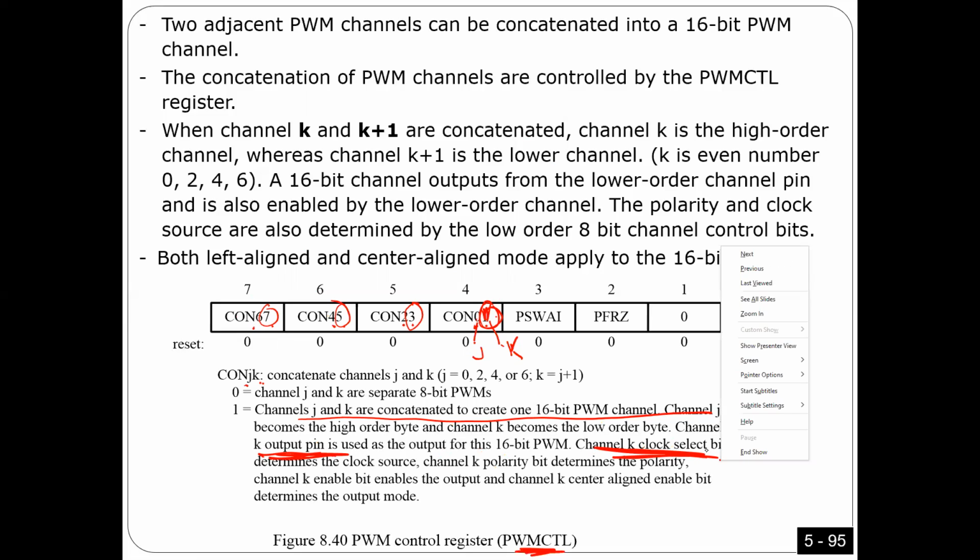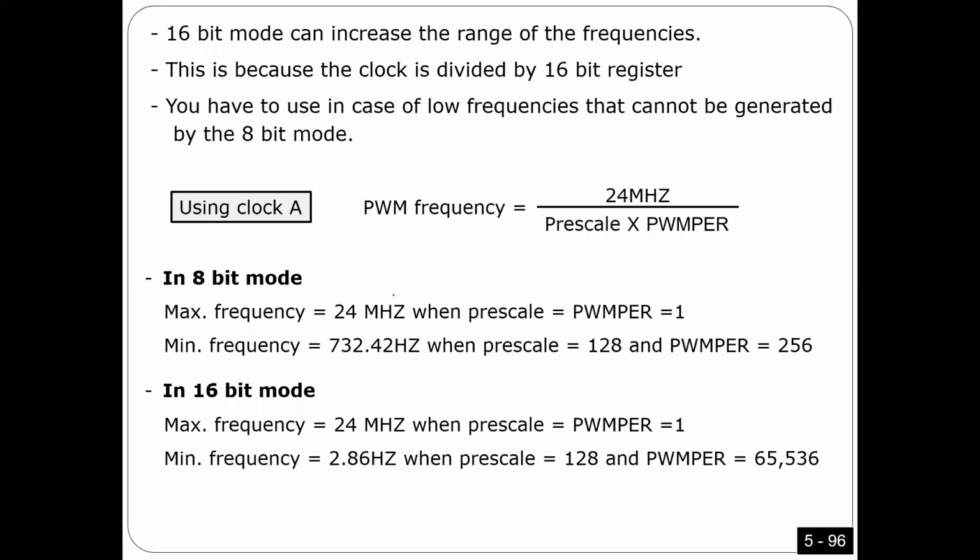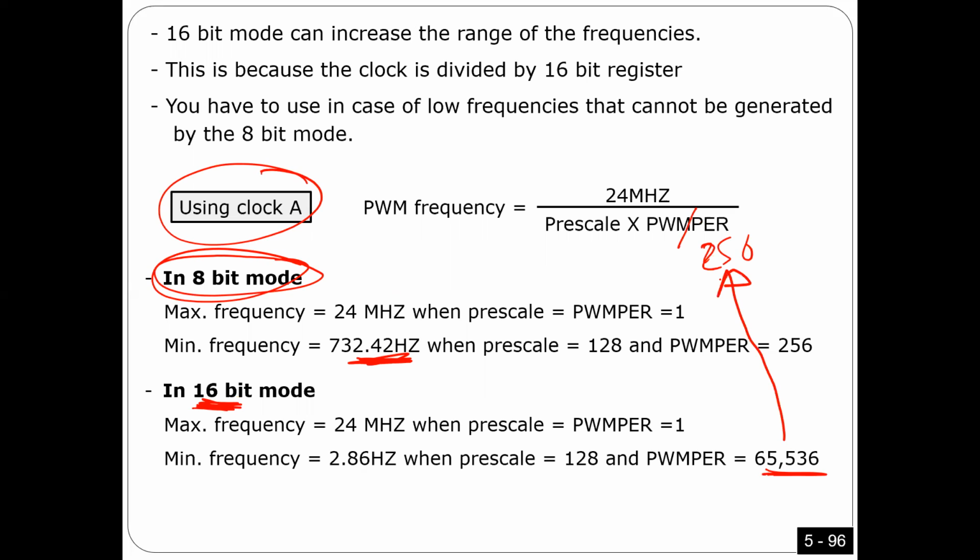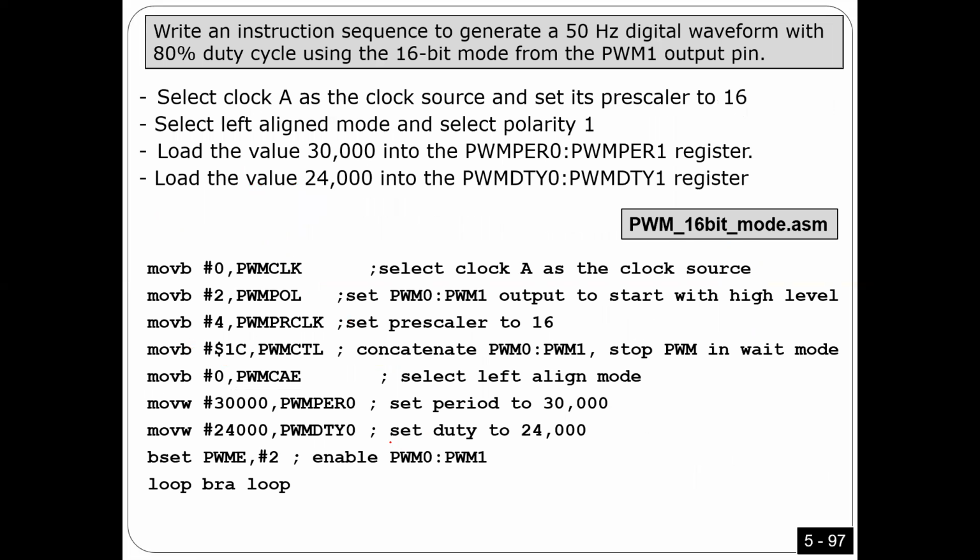Also, for example, clock selection. For the 2 channels, I'm going to use the bigger one. Now I just want to show you how this can be useful. If I use clock A in 8-bit mode, this is my maximum, I'm going to put 256 here, and this is my minimum frequency. Now if I concatenate and make it 16-bit, this can go up to 65,536. I can put it here, so this can reduce the minimum frequency up to 2.8 and so on. This is the main advantage, the justification, the reason why you want to use concatenation.